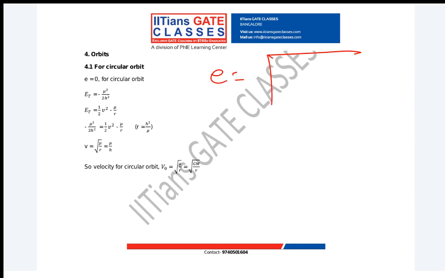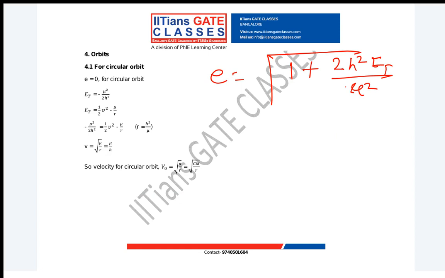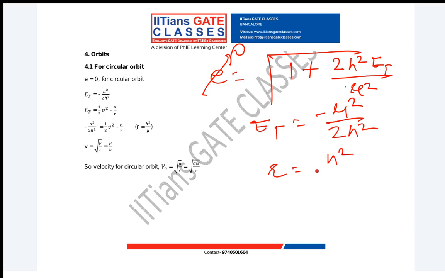E equal to 1 plus 2 H square ET upon mu square. Yes, correct. Okay, so from here, E is 0. So what is the ET? It is minus mu square upon 2H square. And we know R is how much? R is H square upon mu. Now guys, you can see this ET can be written as, if you substitute this here, what it will be?